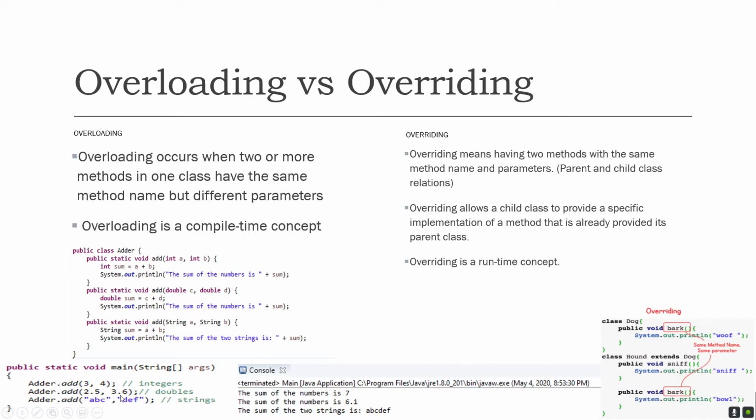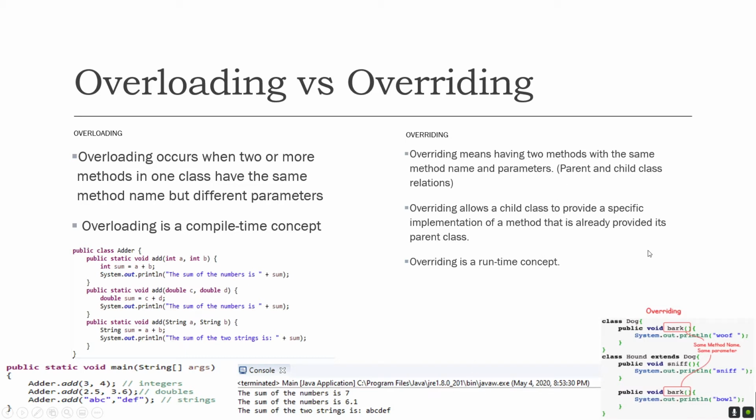So we have 2.5, 3.6 for the doubles, pushes it out, 6.1. And then we have add "ABC" and "DEF", just two separate strings separated by quotation marks and commas. Quotation marks are only for the strings. And then it just pushes them together.